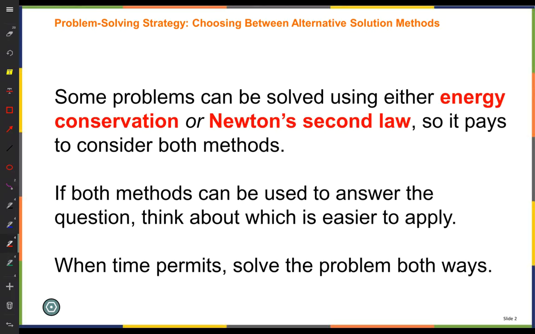Now, why would one method be easier than the other? For most cases, energy is easier because energy is a scalar value. Energy doesn't have a direction. It's not a vector. And so being a scalar, having no direction, makes it easier to do your math problems. So that's the reason why energy is often the easier way to approach a problem.